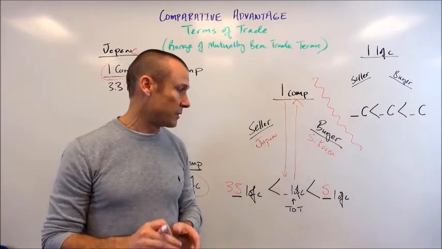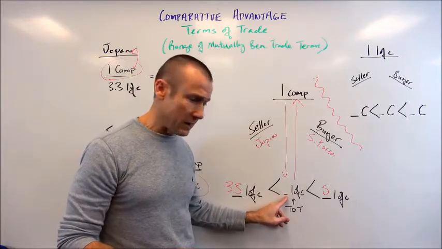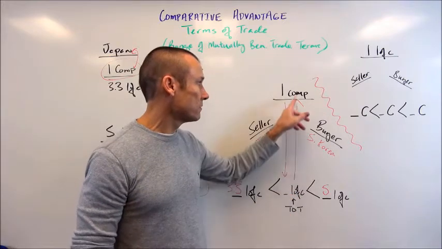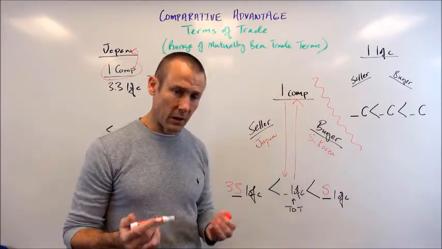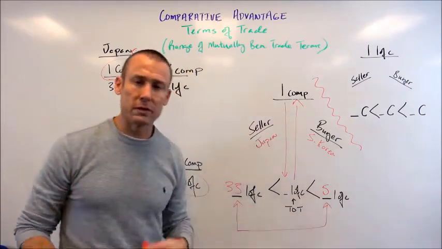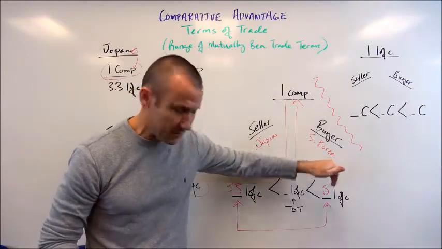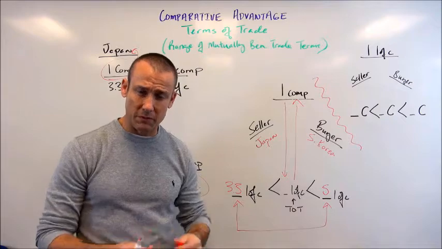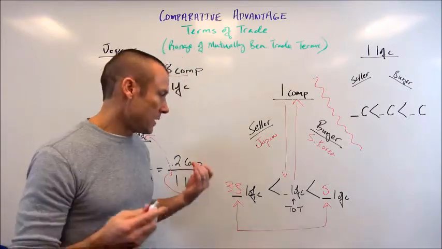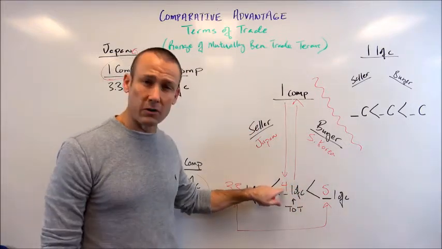That would be beneficial. It would be awesome if South Korea could use their resources to make some amount of lines of code that was less than 5, and then sell that amount of lines of code for one computer. So there we go. We have now got a range of mutually beneficial trade terms. Anywhere between 3.3 lines of code and 5 lines of code would be mutually beneficial. Both countries would benefit from trade, so we can pick any number that we want. Just to make it nice and simple, I'm going to pick 4. Okay, 4 is our terms of trade.